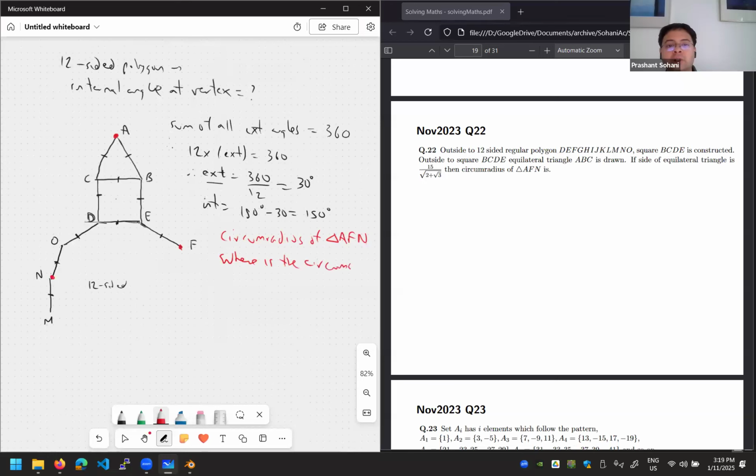And what is the circumcenter? It is the point which is on all three perpendicular bisectors, right? So if I drop the perpendicular bisectors of AF, FN, and NA, wherever they meet, that is where the circumcenter is going to be. Out of these three, the perpendicular bisector of FN is very easy to realize, because this is a regular polygon, right? All these lengths are equal, so in fact, the perpendicular bisector of FN passes through D. Okay, so you see the perpendicular bisector of FN goes through D.